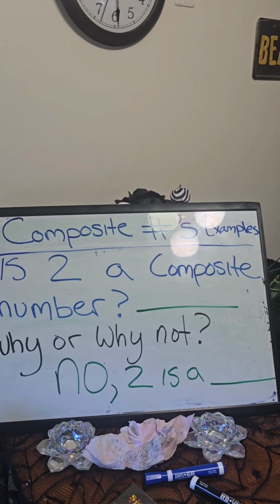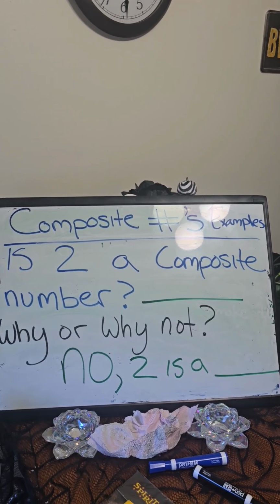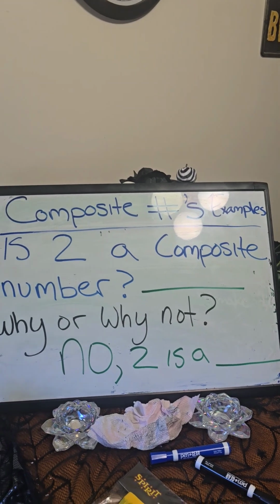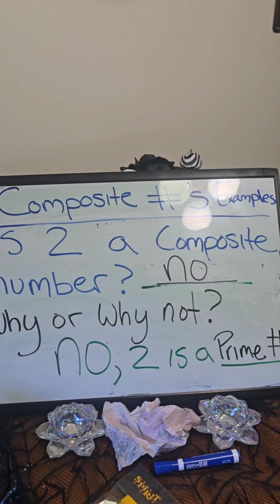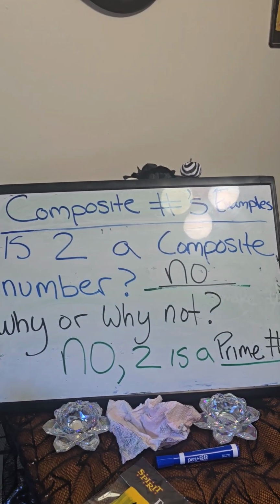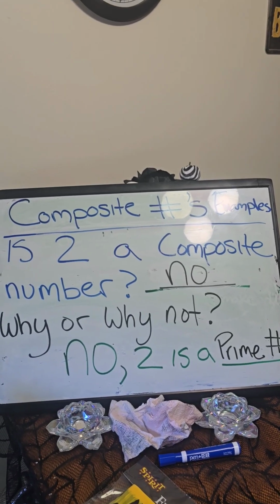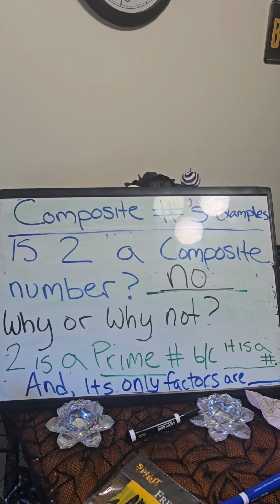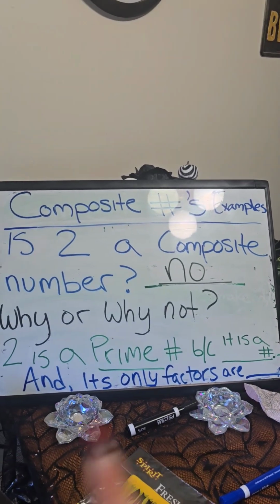Okay, hopefully you said no. 2 is not a composite number because 2 is a prime number. It should look like this. No. Why or why not? No, 2 is a prime number. Now let's go over the why and why not. Okay, is 2 a composite number? No. Why or why not?